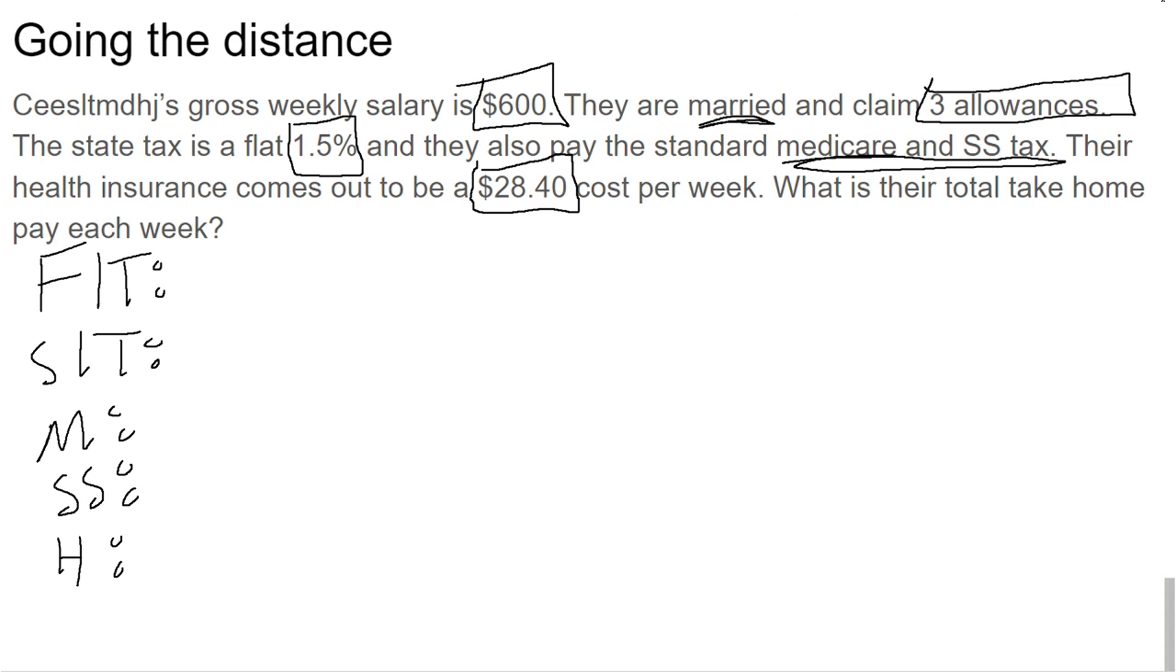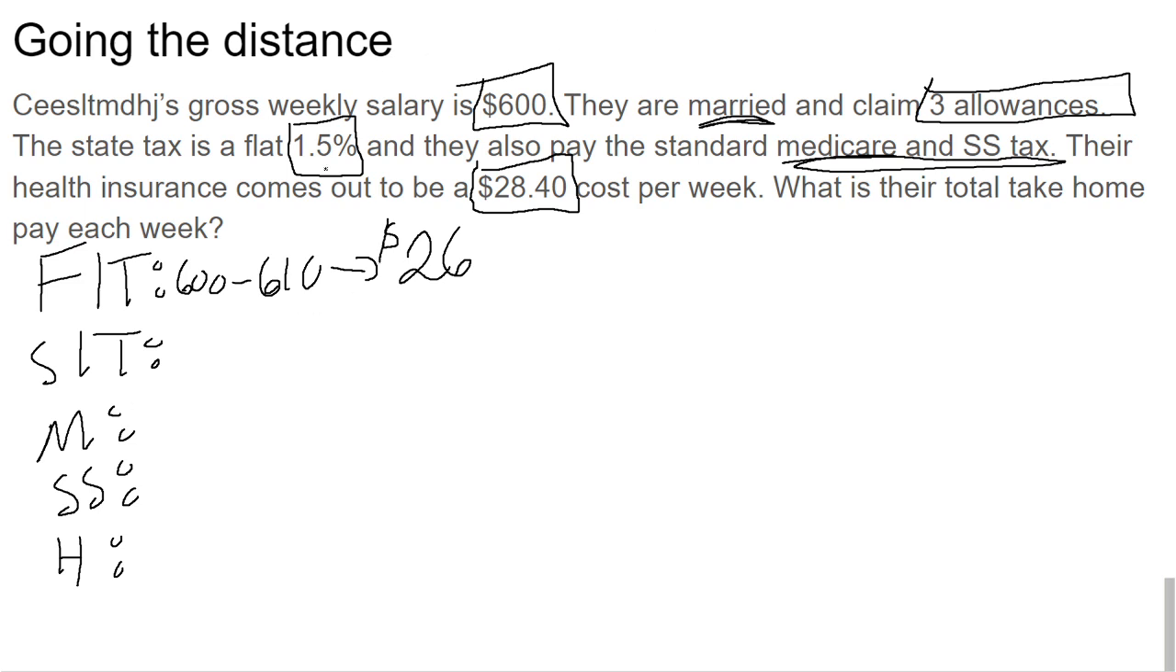So federal income tax. They're married and they claim 3 allowances, so we'd use the tables in your book. Remember, it's A2 to A5, and we're looking for married couples, so this would be on page A4. If their weekly salary is 600, you look down the left-hand column where it says at least 600, which is pretty far down. It's the 600 to 610 range. They claim 3 allowances, so looking along that row, 0, 1, 2, 3, we get 26. So $26 in federal income tax.